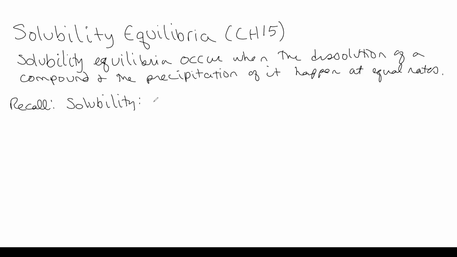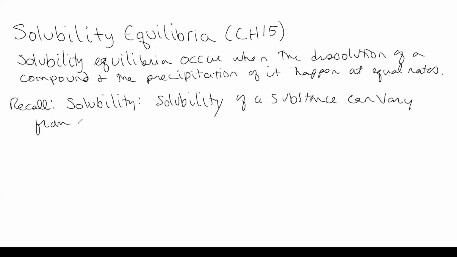So let's go ahead and write that down. The solubility of a substance can vary from essentially zero to infinity. Now, the reason why I say essentially zero is because it's not ever literally zero, okay? It might have an extremely small KSP or solubility product, which we're going to talk about in a second, but there will be even a tiny amount soluble.